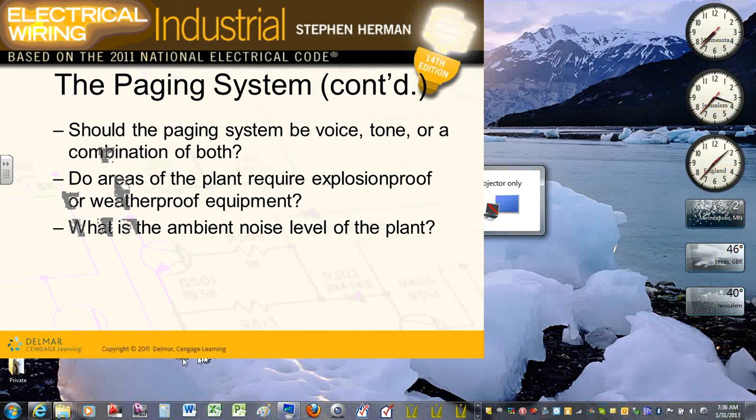Weatherproof, if you're putting speakers outside or in a wet location, it has to be rated for wet location. What is the ambient noise level of the plant? This is very important, guys.